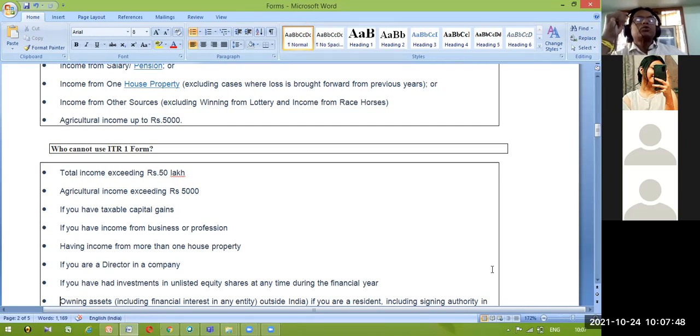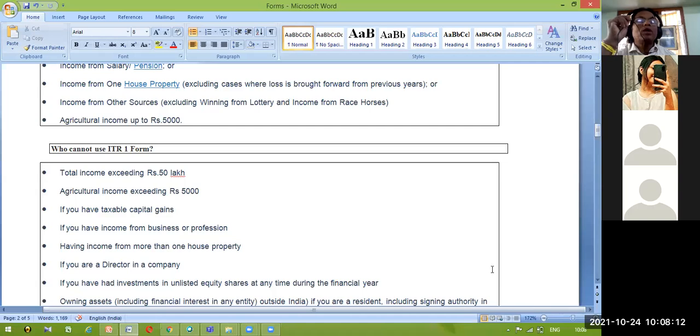So there may be a question: who cannot use ITR 1 form? This is a very pertinent question. So we should know these things. You please make note, not now, after my class. You can take from net or book or screenshot from my presentation. Anybody having total income more than 50 lakh cannot use ITR 1.